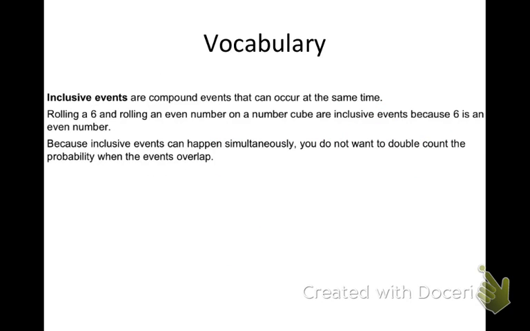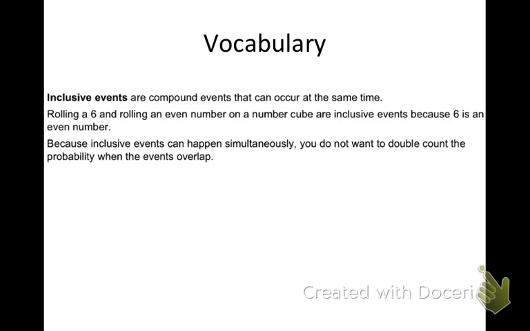Because the other one we're talking about is what's called inclusive events. Inclusive events are compound events that can occur at the same time. Basically, they're like overlapping events. So, for example, rolling a 6 and rolling an even number. Why do those overlap? Because the 6 is an even number. So rolling a 6 and rolling an even number on a number cube are inclusive events because 6 is an even number. Because inclusive events can happen simultaneously, you do not want to double count the probability when the events overlap.